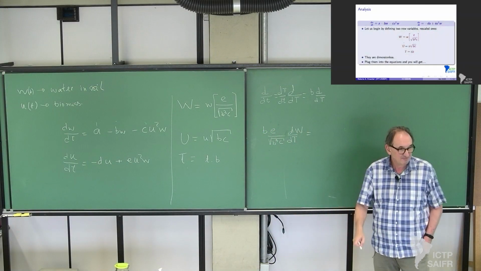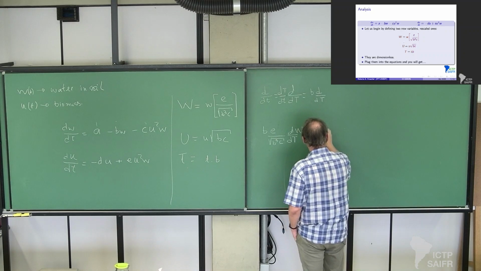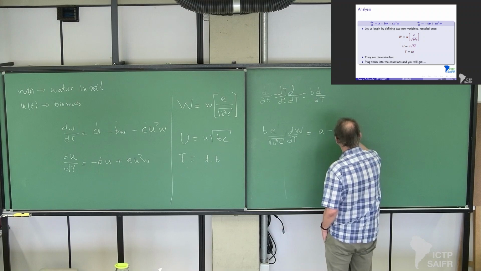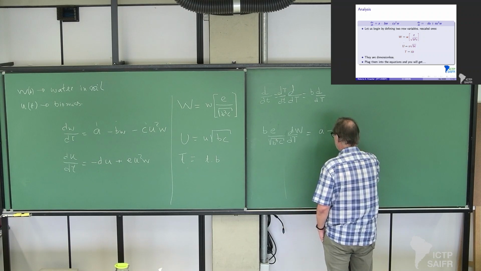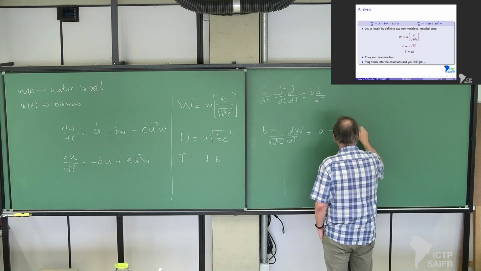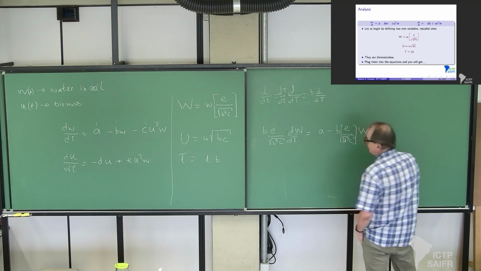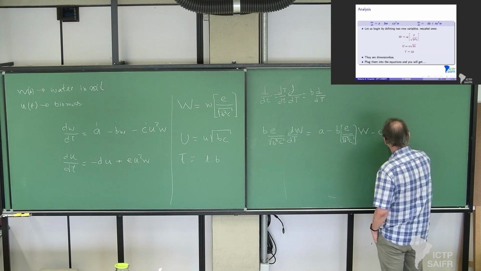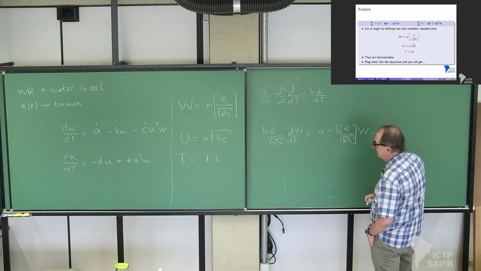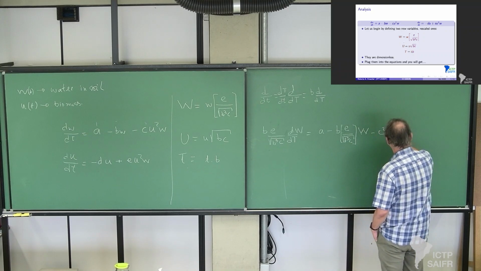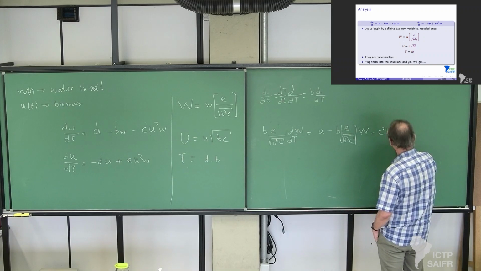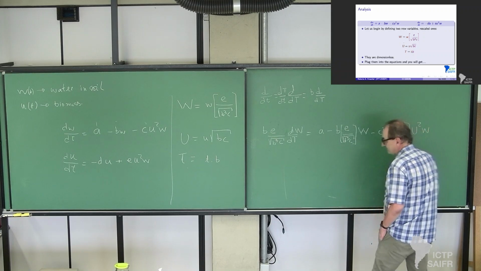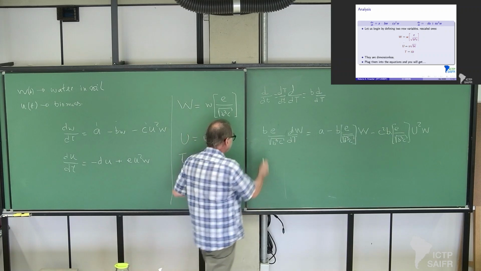Agree? Good. Minus it will be A minus B W. Oops, B times W. It's the same thing. E over square root of B to the third. Minus C U squared, which will be B times C, therefore C squared here. Again, a number something here, which is E over, anyway, U squared W.